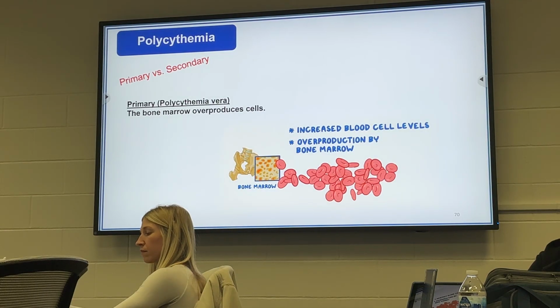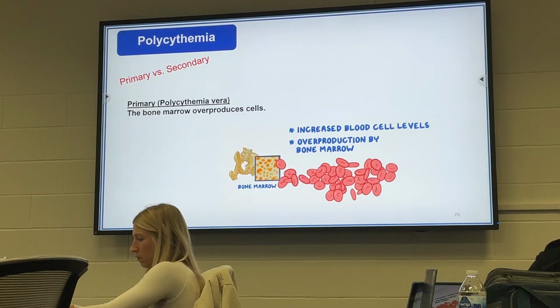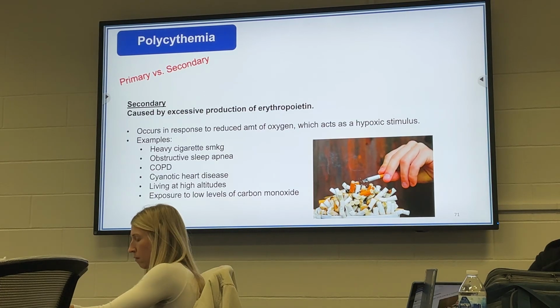The bone marrow overproduces. Primary means that your bone marrow is just not functioning correctly, nothing that the patient did, but that's just how it was created. Secondary polycythemia is there's some kind of activity, disease, or condition that caused him to have an overproduction of red blood cells.